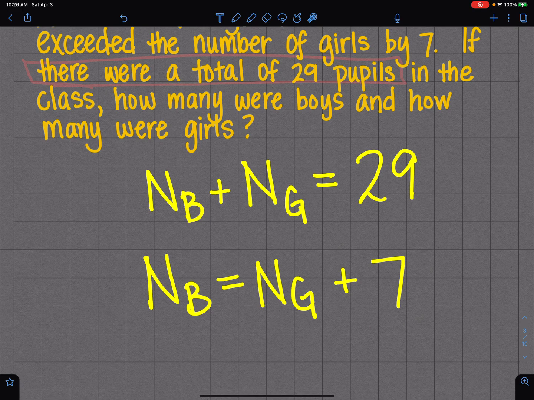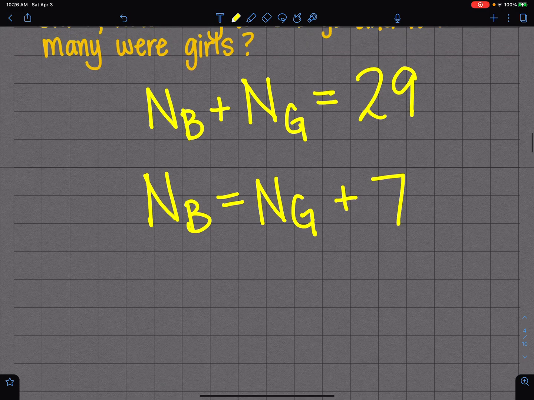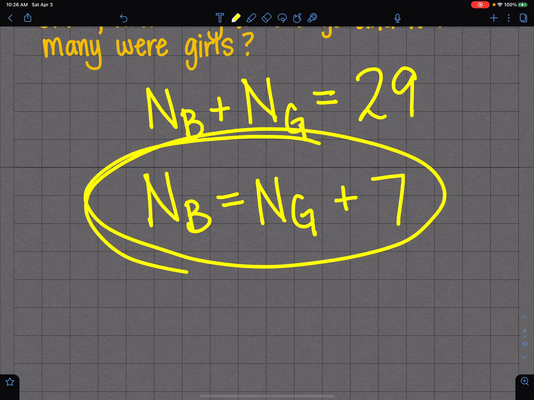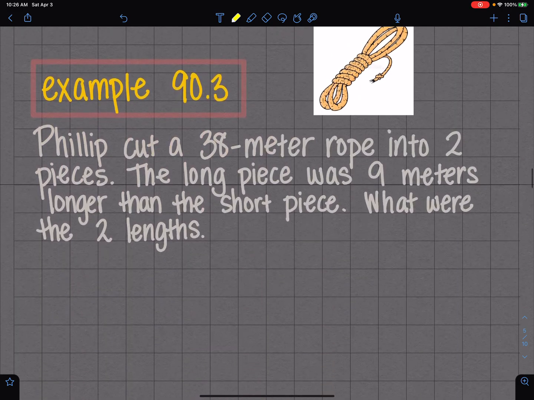Now, this part is easy peasy. You have 2 equations, 2 unknowns, and you know how to solve those either by substitution or elimination. If you do go through the math on this, you'll see that the number of boys turns out to be 18 and the number of girls turns out to be 11. But the important part of the lesson is getting this right. Okay, sweet. Let's go on to the next one.